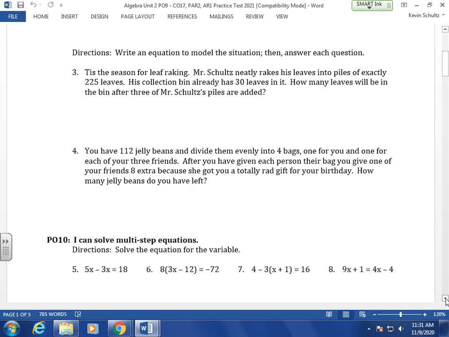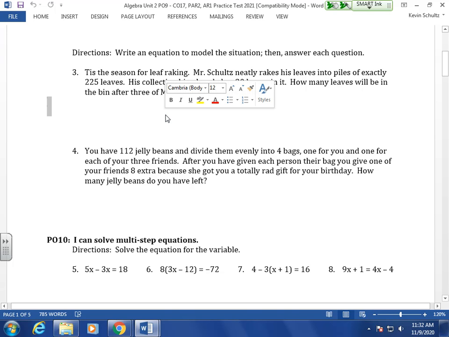PO9, it says I can write and solve equations. So some people that emailed me over the weekend were trying to stick their variable somewhere within the equation, like you have to solve for it. But really, he rakes his leaves in a pile of exactly 225 leaves. His collection bin already has 30 leaves in it. How many leaves will be in the bin after 3 of my piles are added?